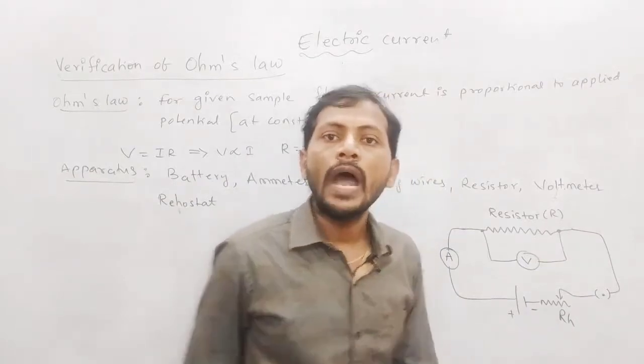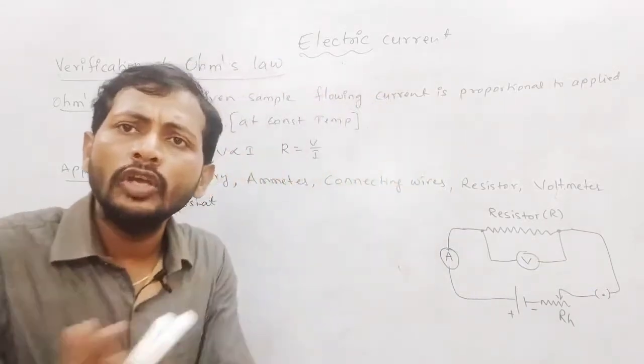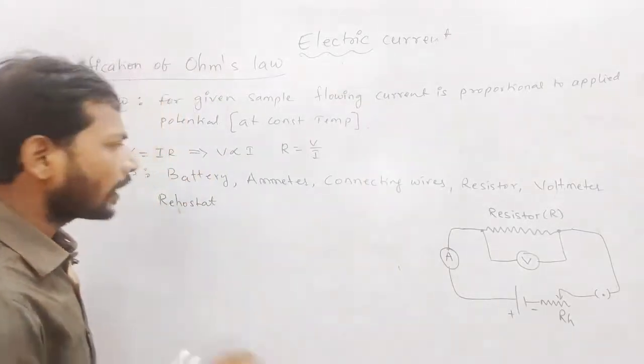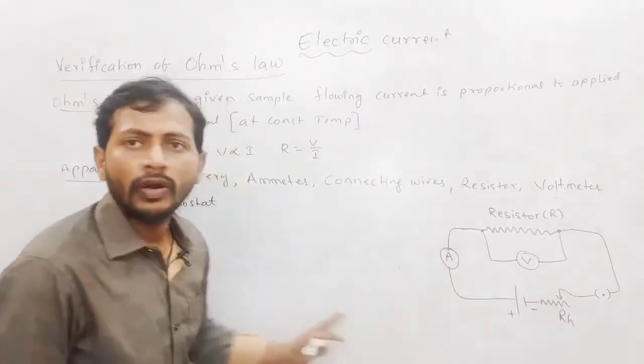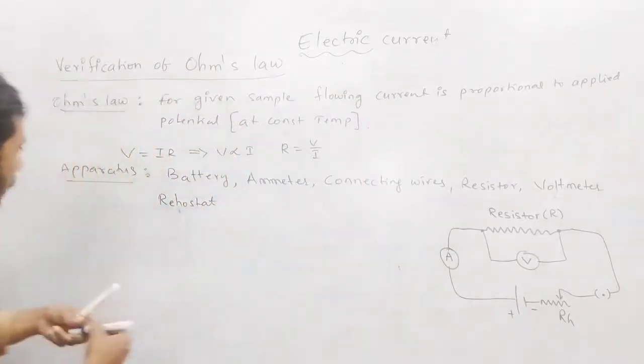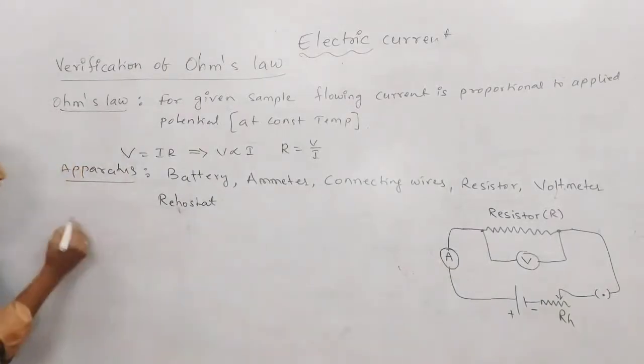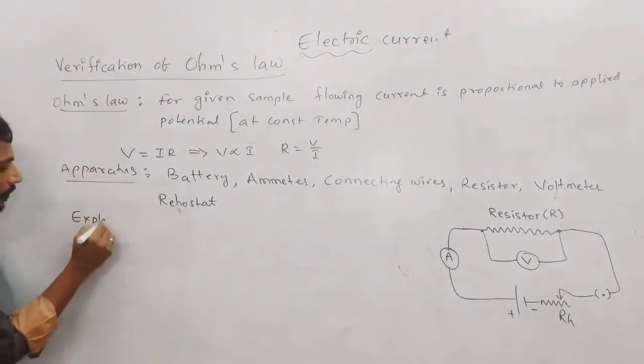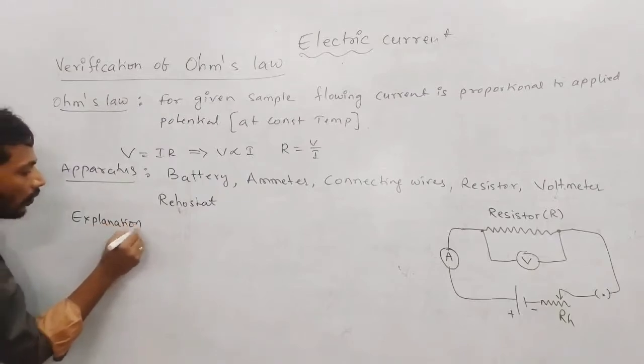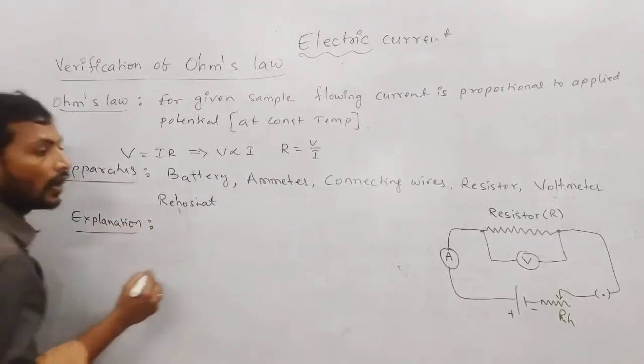So now what are you going to do? Nothing you are going to do, children. Simply you have to write like this. Sir, I am writing here apparatus, after that is the explanation. What am I doing in the explanation?